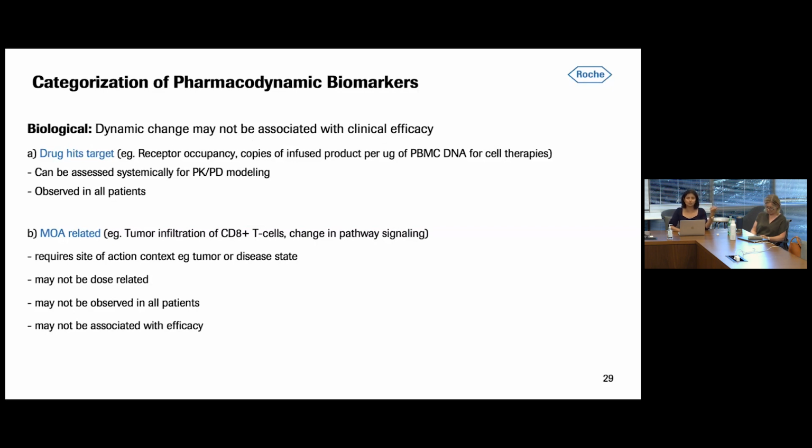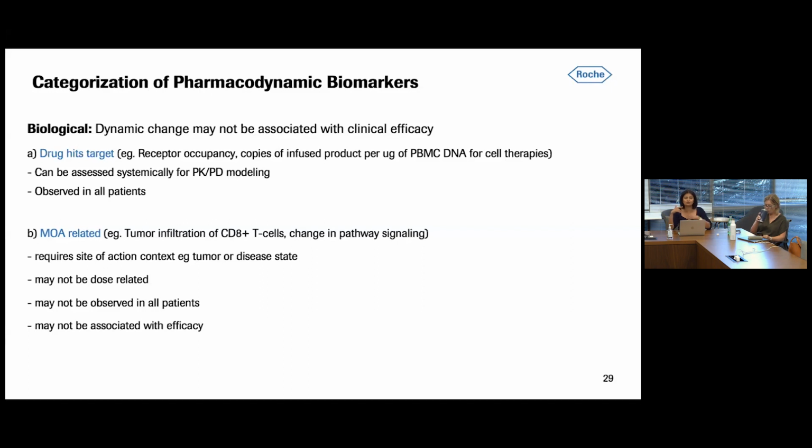She gave a good example of receptor occupancy for large molecule inhibitors. There's also copies of infused product per microgram of PBMC DNA for cell therapies. These are really good examples of drug hits target. These can be assessed systemically in blood. So you can get your result for drug hits target from every patient, and they're often used for PK/PD modeling to understand, am I seeing a good correlation between the dose in that 3+3 study design and the drug actually hitting the target that it's intended to hit?